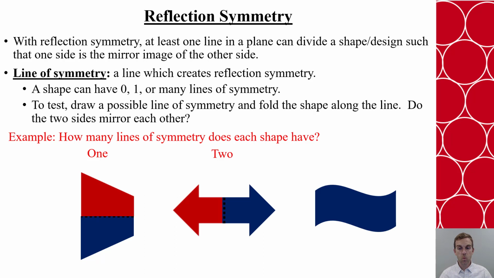Now let's look at this wave shape that we have. If I draw vertically and then I try to fold it to the side, nope, that doesn't look the same. Well, what about if I go horizontally with my line of symmetry and I try to fold downward? No, that didn't fold exactly on it either. So this one would have zero lines of symmetry.